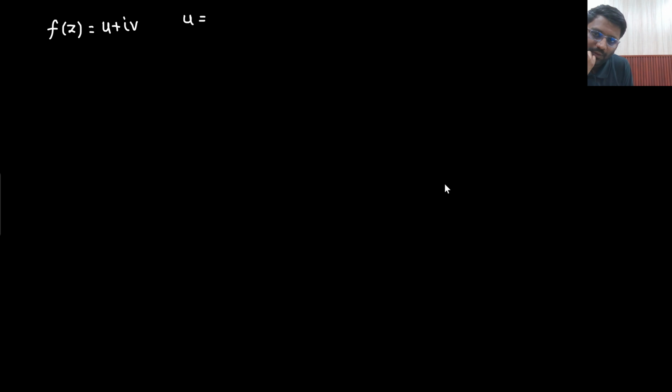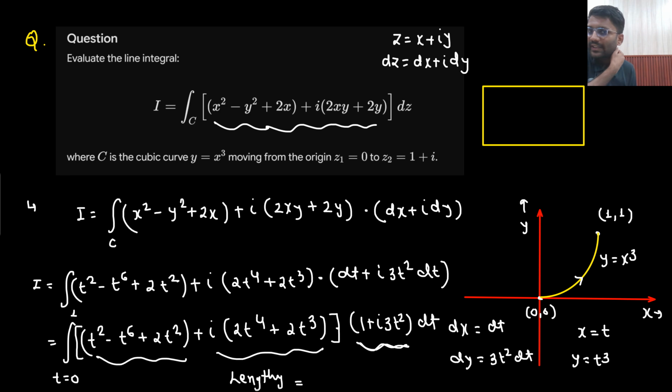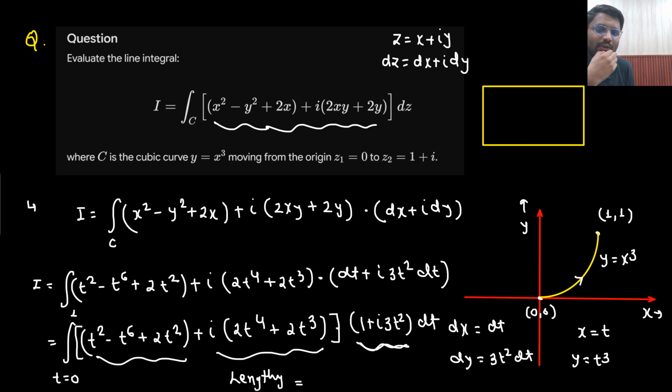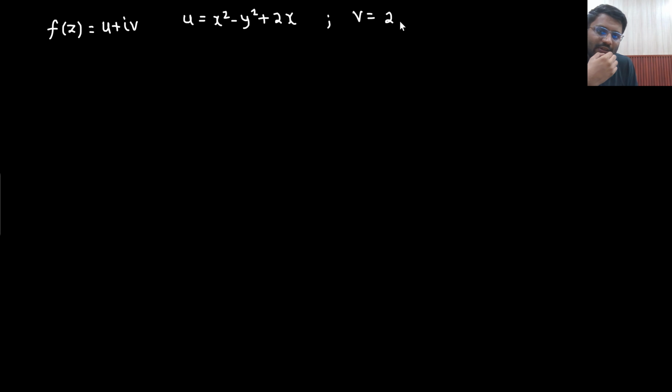What is the value of u? Value of u is x square minus y square plus 2x. And what is the value of v? Value of v is 2xy plus 2y. So partial differentiation of u with respect to x is 2x plus 2. Partial differentiation of u with respect to y is minus 2y. Right? Partial differentiation of v with respect to x.